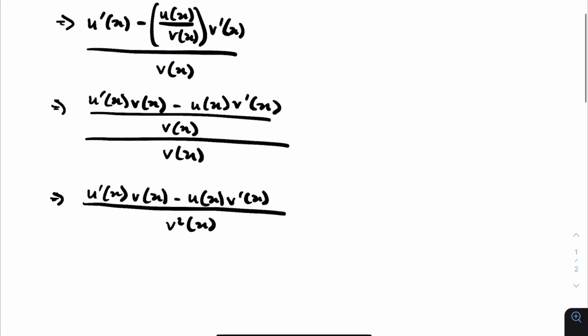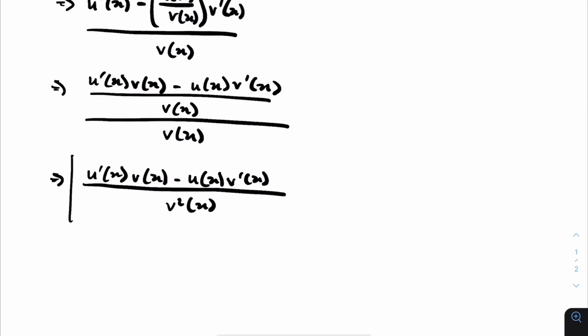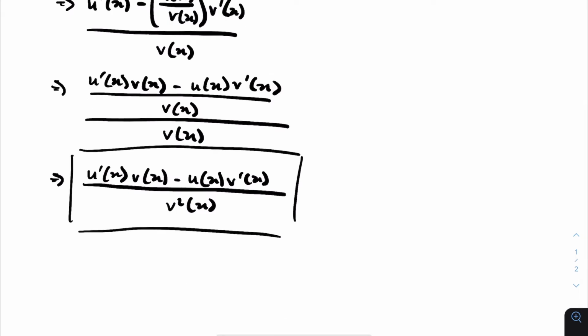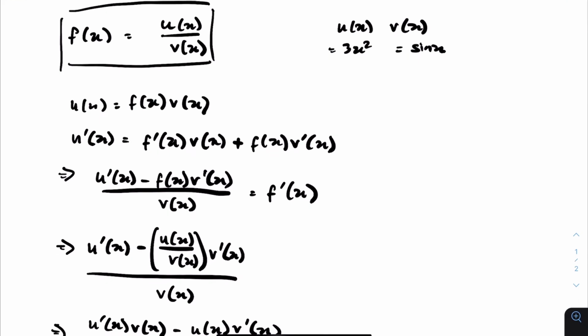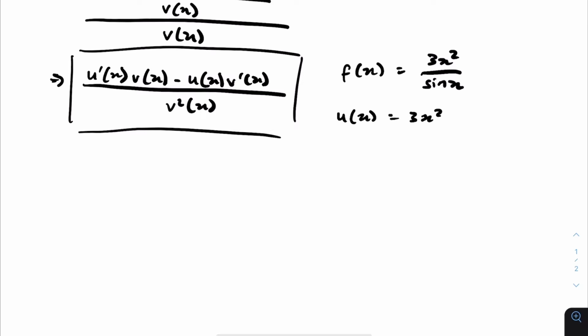So assuming we have a function that's written as f of x equals u of x over v of x, that function differentiated is equal to the u of x differentiated times v of x minus u of x times v of x differentiated over v squared of x. Let's try out this example over here. So f of x is equal to 3x squared over sine x, where u of x is equal to 3x squared and v of x equals sine x.